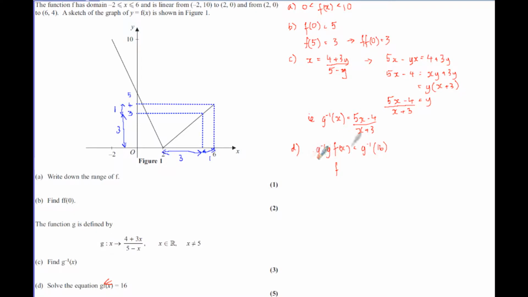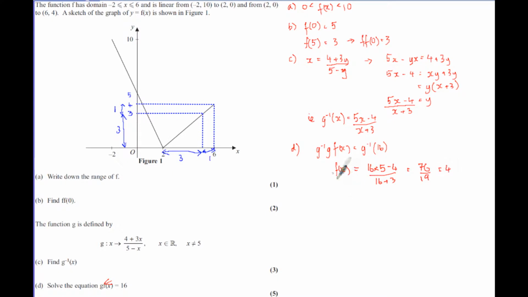So if I do g minus 1 on the left hand side, I've got to do g minus 1 of 16 on the right hand side. So I need to put 16 into my function g minus 1. And when I put 16 into the function g minus 1, I'm going to get 4, I think. Let's have a look. I've got 16 times 5, take away 4, and I'm going to divide that by 16 plus 3, which equals 76 over 19. 16 times 5 is 80, take away 4 is 76, divided by 19. 76 divided by 19 is 4.